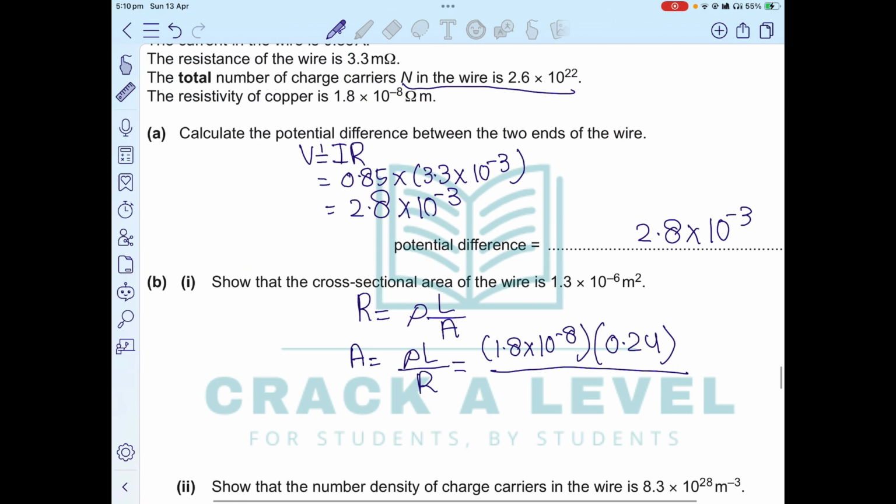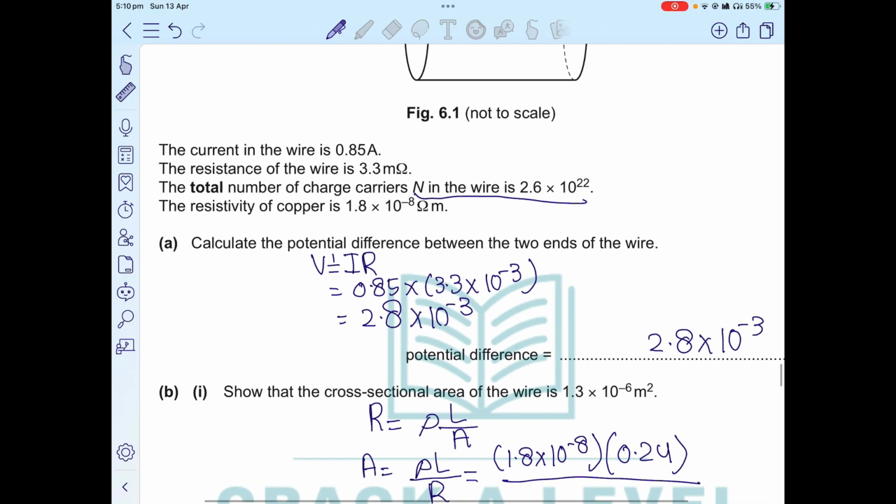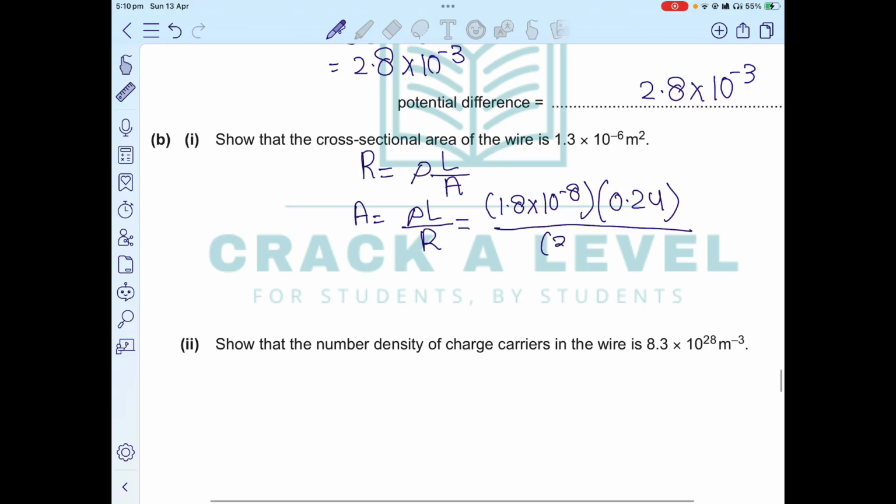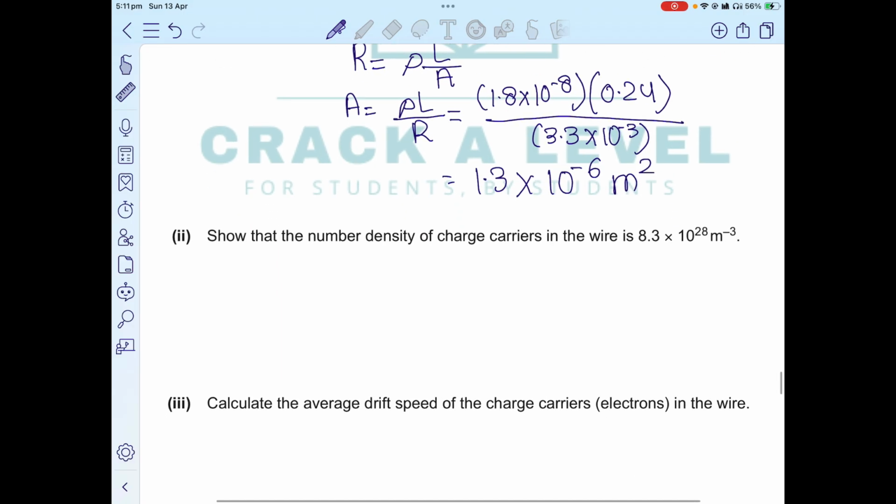The resistance of the wire is 3.3 × 10⁻³. So when you do this, what do you get? 1.8 × 10⁻⁸ times 0.24 divided by 3.3 × 10⁻³. That is essentially 1.3 × 10⁻⁶ m². Just use the formula that resistance is equal to resistivity times the length, the whole divided by the area. So the area is resistivity times the length divided by R if you're just rearranging it, and that's how you get it.